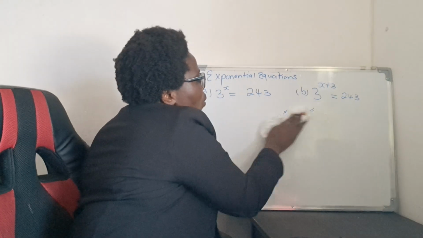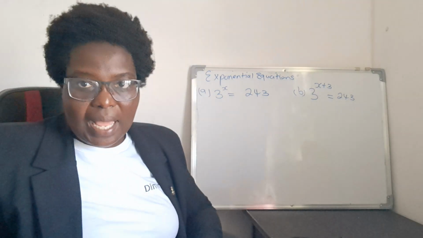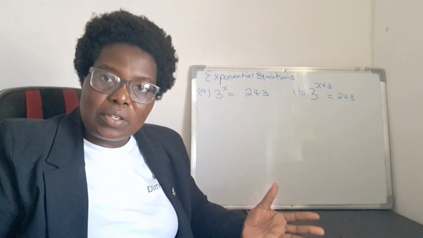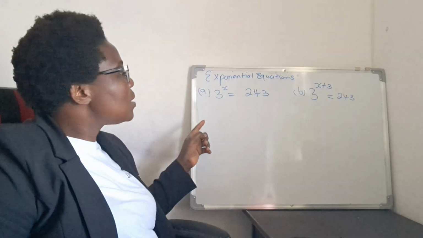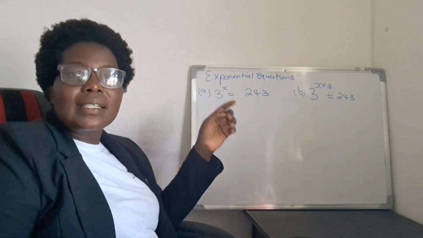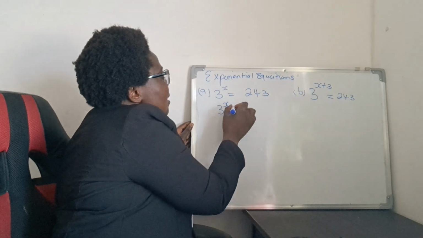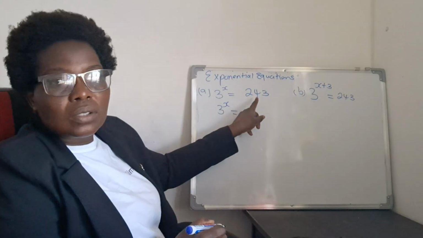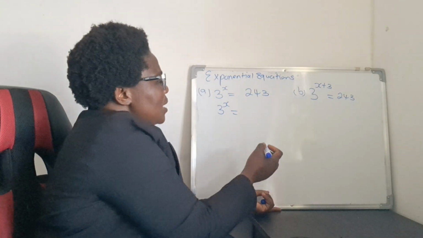Okay, so let's go to today's problem. Then we apply the same principle. Make your base the same and equate the powers. So let's look at the first question, where it says 3 to the power x is equal to 243, right? So we just need to raise this one to base 3, right? How do you identify that?